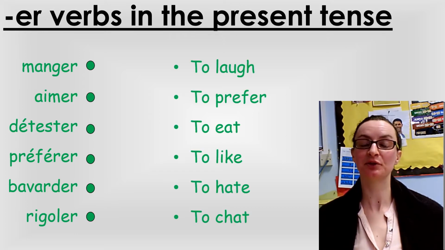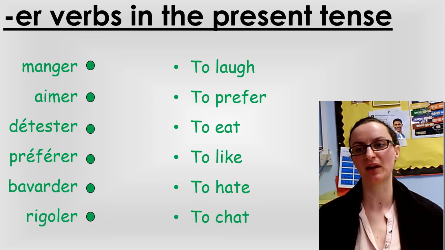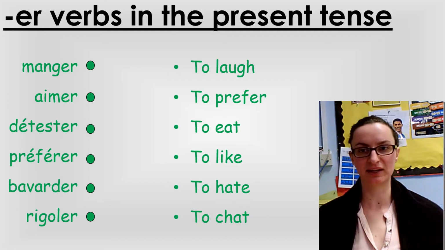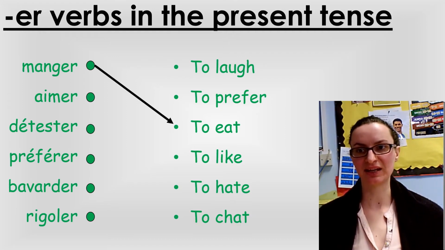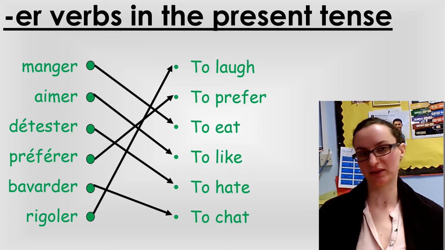I'm going to invite you to pause the video and see if you can match up all of these French verbs with their English translations. So we've got to laugh, to prefer, to eat, to like, to hate, and to chat. Try and match them up, and when you think you're done, you can press play again and look at the answers. So, manger is to eat, aimer, to like, détester, to hate, préférer, to prefer, bavarder, to chat, and rigoler, to laugh. So those are the ones we're going to look at today.